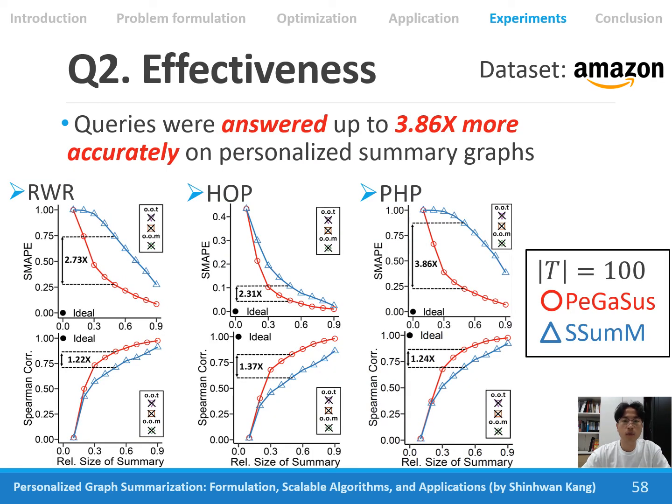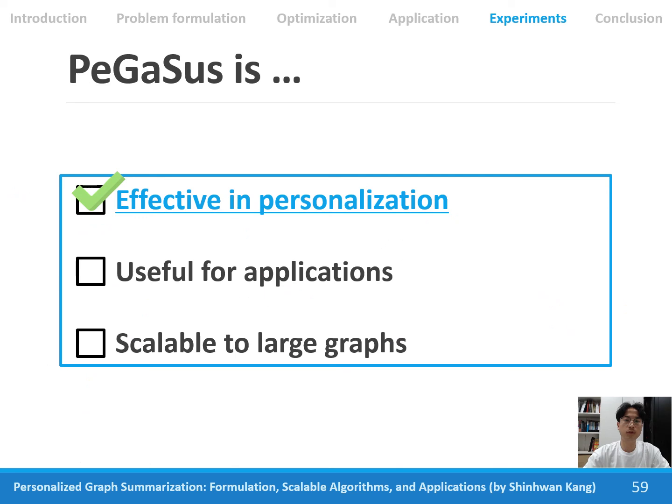For effectiveness, we additionally consider three types of queries on target nodes, and we measure the accuracy of the answers from summary graphs obtained by different algorithms. The answers from personalized summary graphs were up to 3.86 times more accurate than those obtained from non-personalized summary graphs of the same size in our considered datasets. Here, the plots have the size of summary graphs on the x-axis and the accuracy of query answers on the y-axis. Note that Pegasus provides a significantly better trade-off than the state-of-the-art non-personalized graph summarization algorithm. These results support the effectiveness of Pegasus in personalization.